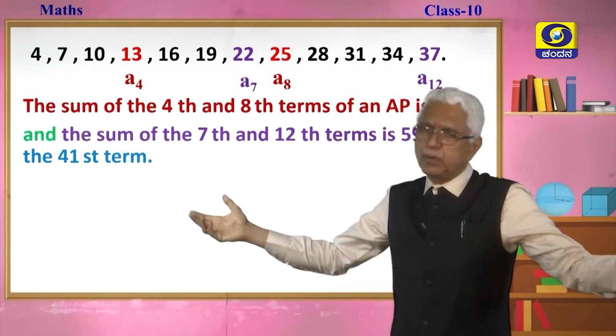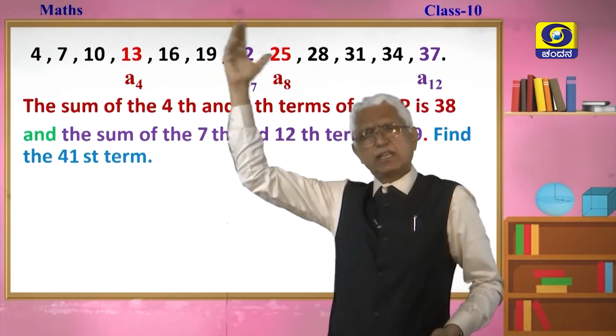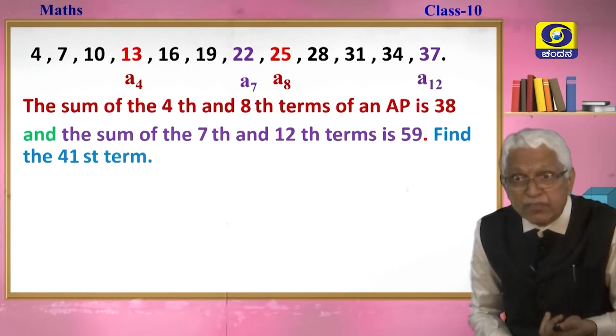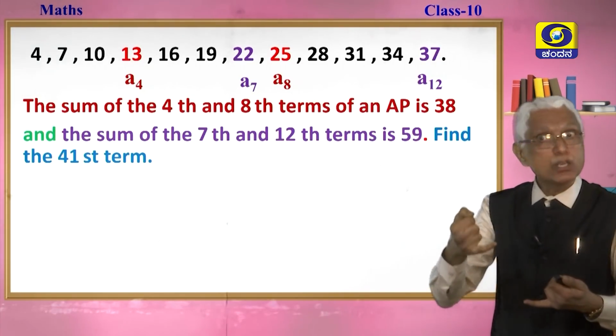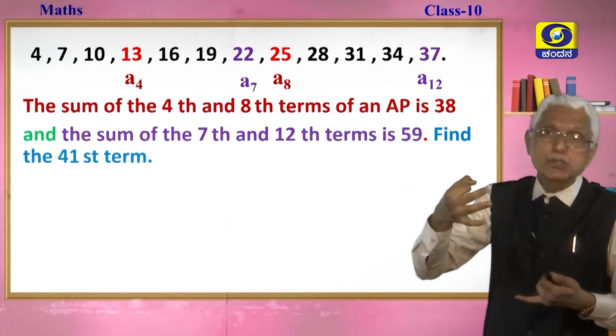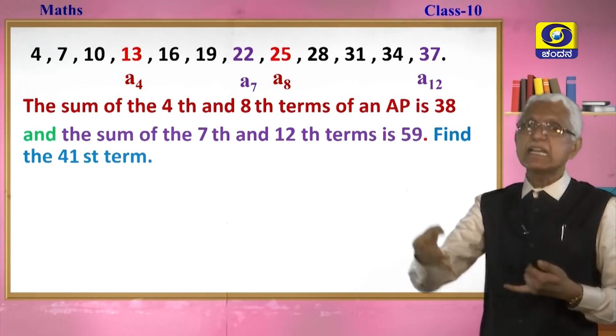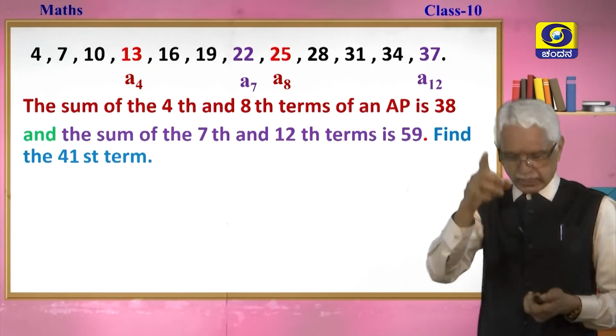Who is going to help you? An is equal to A plus n minus 1 into d is going to help you. Take the help of it. To take the help of it, you should know A, you should know n, you should know d. Correct? You should know A, n and d. Okay, let us proceed.